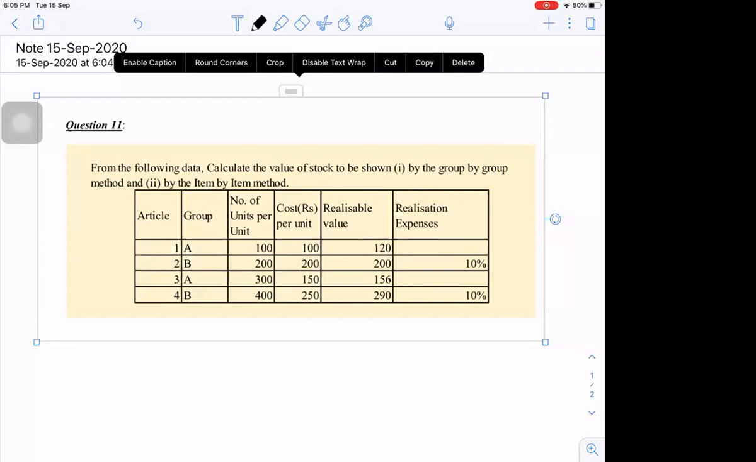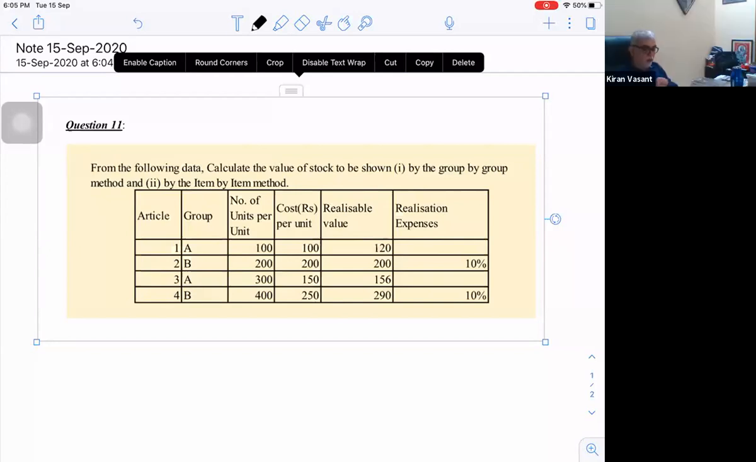Now, what do you mean by this? What do you mean by group or item by item? There are 4 articles, 1, 2, 3, 4, but they belong to a particular group. So 1 and 3 belong to group A, 2 and 4 belong to group B.